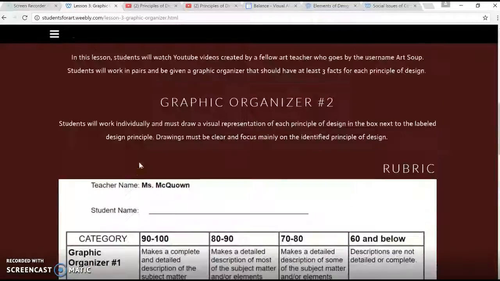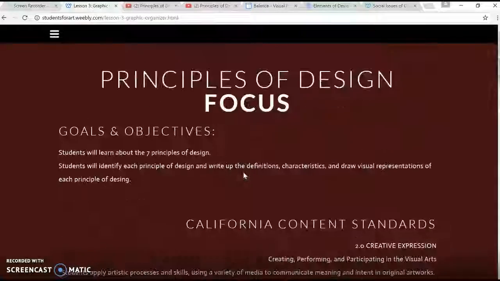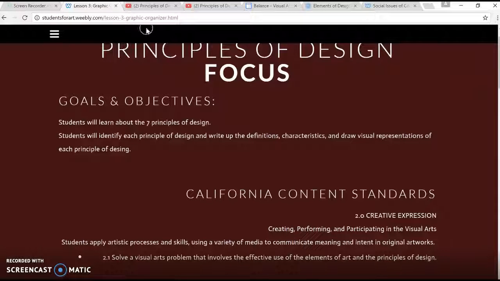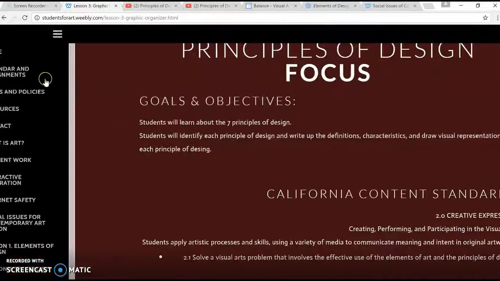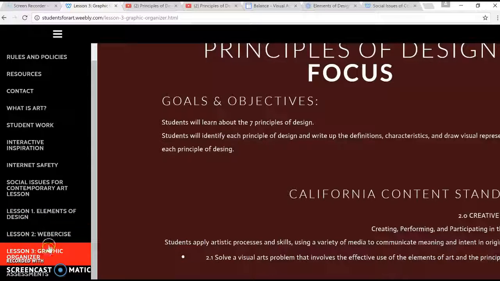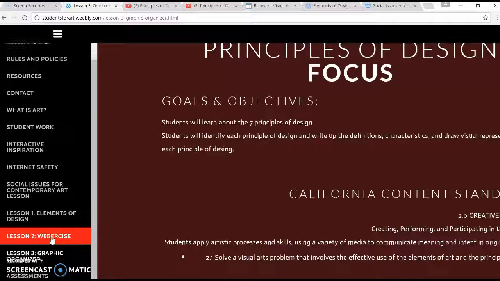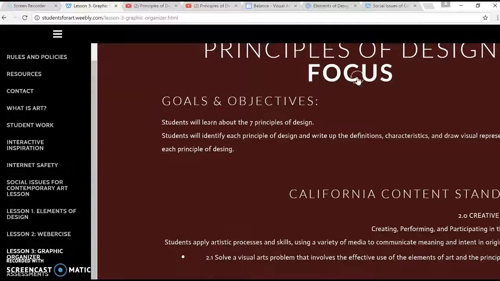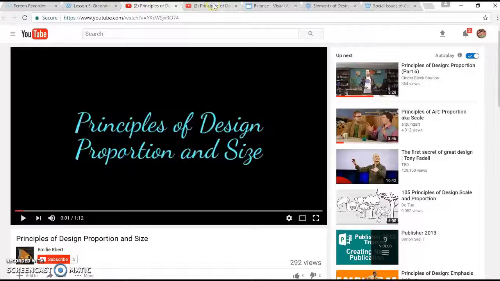So yeah, that is my unit. So first, focusing primarily on the elements of design, which are a lot easier to grasp as a concept than the principles of design. So yeah, hope you enjoyed.